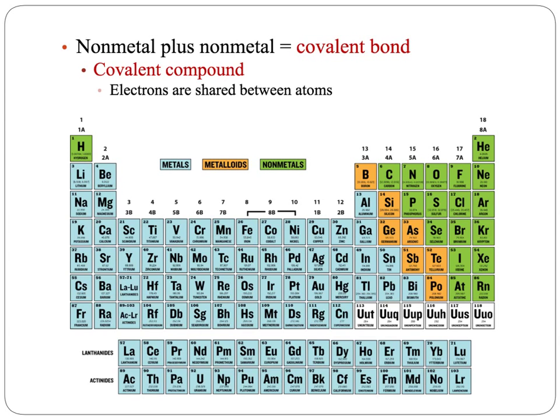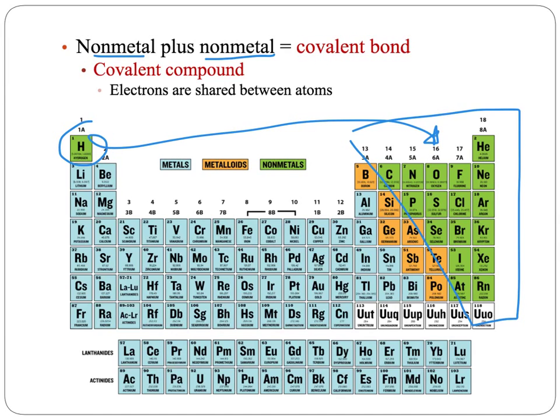When you have a nonmetal plus another nonmetal, so that when the bonding is all happening among things over here on the right-hand side of the table plus hydrogen, then we have a covalent bond, and that forms a covalent compound. And in a covalent compound, electrons are shared. They don't up and move, jump ship to go someplace else entirely, but they are shared between the two atoms.